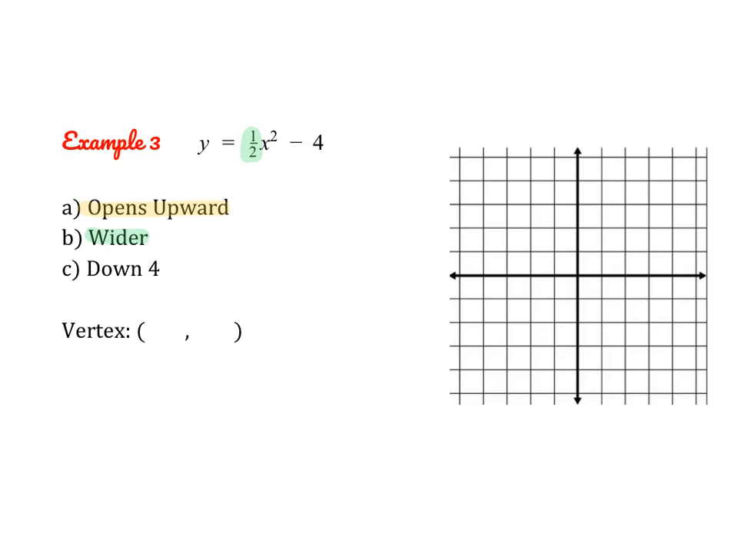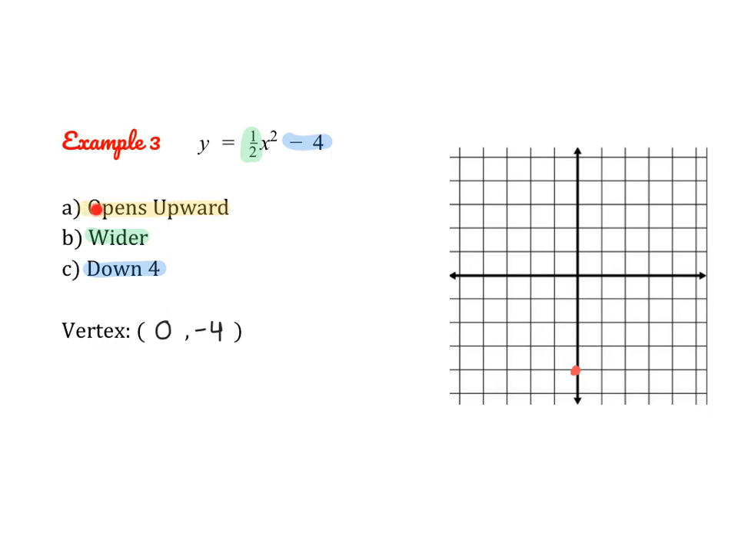But I do see a -4 at the end. So this -4 is going to move our graph down 4. So notice this number is not inside our parentheses. That's why it moves down 4. So since we are starting at the origin and we move down 4, our vertex is going to be right here at 0, -4. Remember, that's also the hk. In this case, our h is 0 and our k is -4.